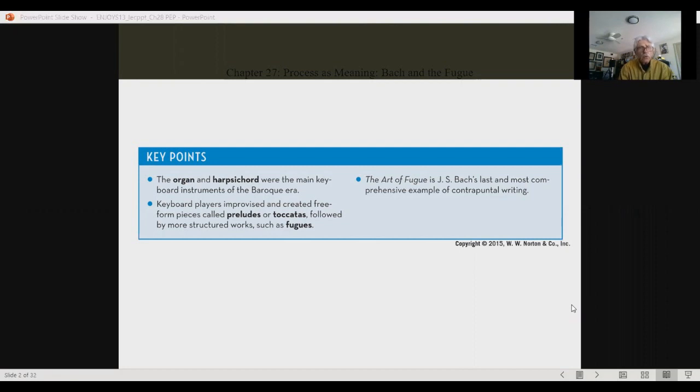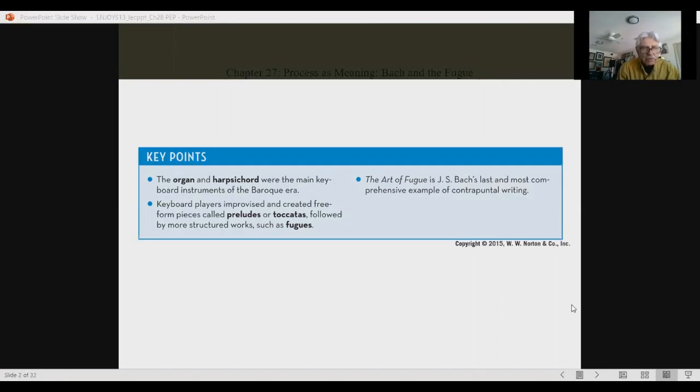And so it says the organ and the harpsichord were the main keyboard instruments of the Baroque era. So remember, the Baroque era is 1600 to 1750. And what happened in 1600? The invention of, yes, opera. And 1750, what happened in 1750? Yes, the death of J.S. Bach. So, organ and a harpsichord.